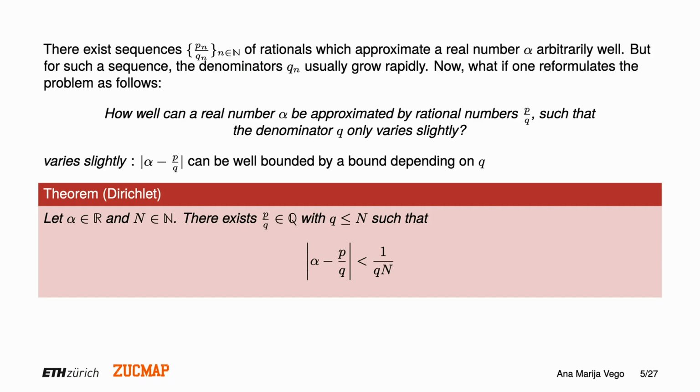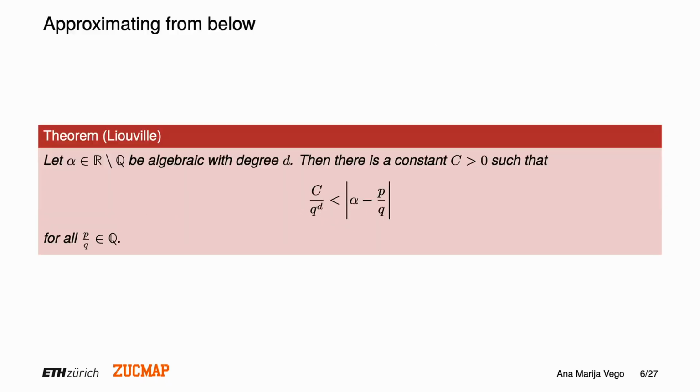So we have a bound depending on q to the power of -2, which is pretty nice. So, okay, great. We have a bound from above. So what about bounding from below? There is a theorem by Liouville, and he says that if we take an irrational number which is algebraic with degree d, then there is a positive constant c such that we can bound from below by c over q to the power of d for all rational fractions.